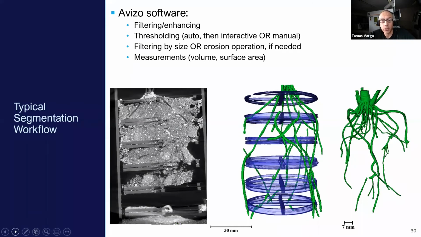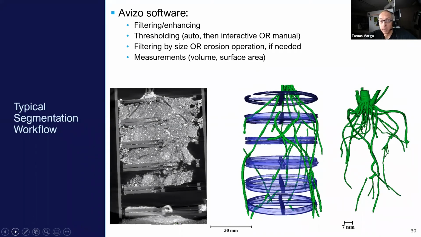And then the thresholding would be the next step, where if we have a large enough contrast between the components, then we can use an automated thresholding. This is basically where we distinguish the different components and attribute different intensities or colors to them. In most cases, in the soil systems, it's a challenge. So it becomes an interactive process or even manual, moving from slice to slice and painting it carefully.